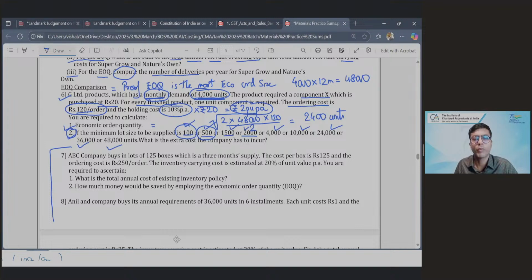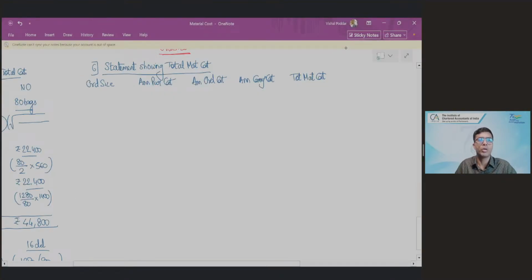Now, what you have to find out is, if you are following EOQ, will it increase your cost or will it save your cost? That is the main question. Now, how to solve this? You have to solve it by our main concept, by how I explained EOQ. So we will do the working. First column is order size, purchase cost, ordering cost, carrying cost, all three are annual. And then the final working of total material cost for all the options. Hence the statement is named as statement showing total material cost.